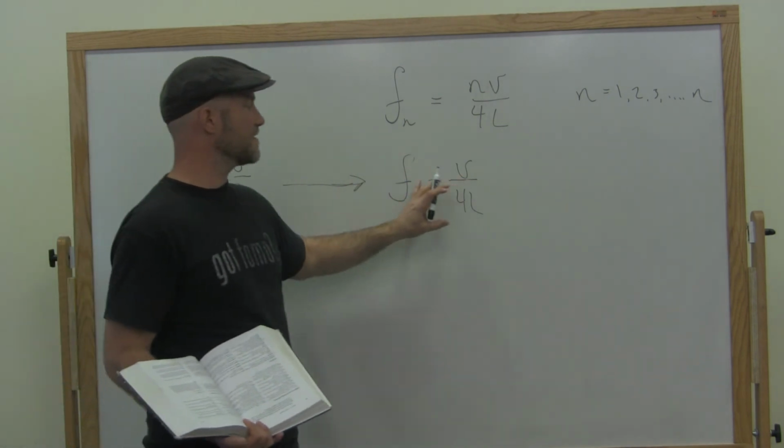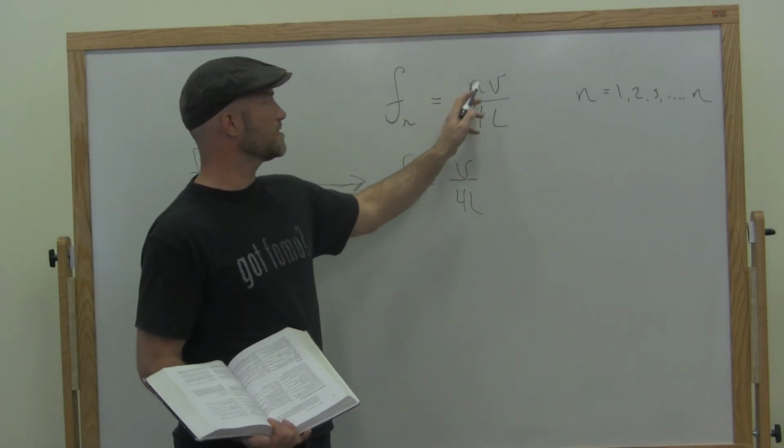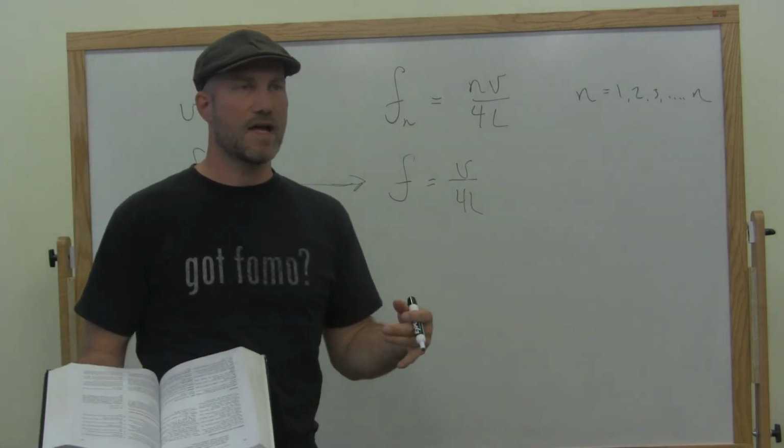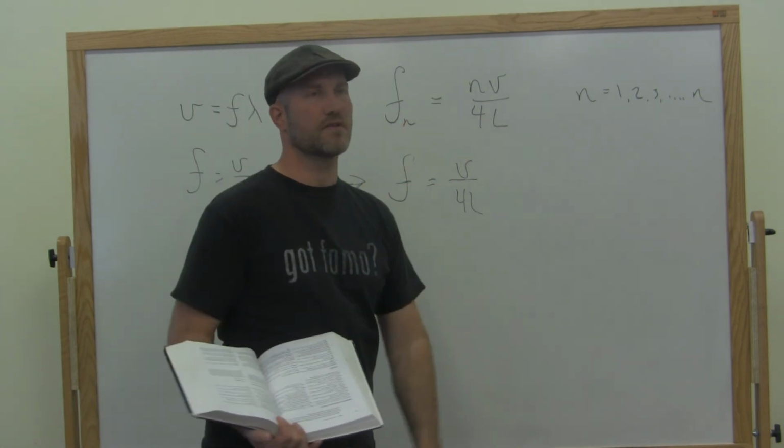And then this is the fundamental harmonic. Then for everyone above that, we're just multiplying by an integer. So if the fundamental equals 100, then the second is 200, the third is 300, the fourth is 400, etc.